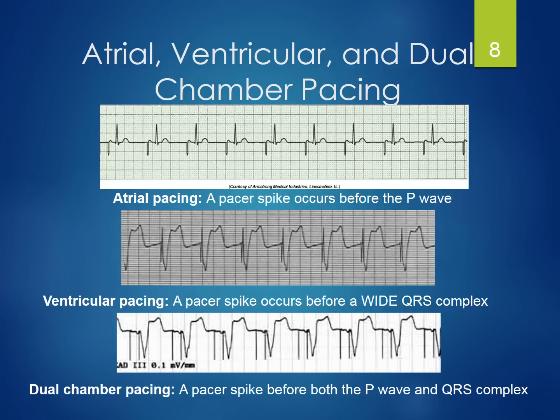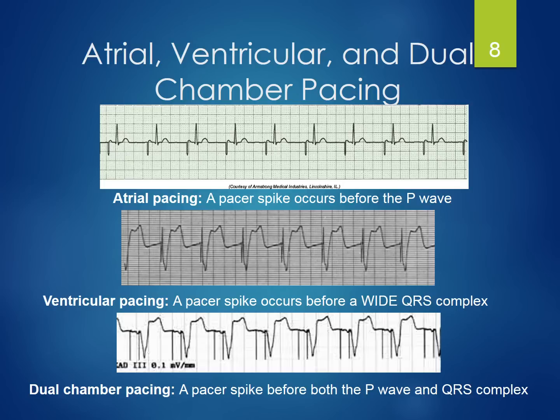Well, dual means two, so both the atria and the ventricles are being paced. So maybe this patient has third-degree AV block, right? So we have to pace the atria, but if we just pace the atria, the signal is still not going to get to the ventricles. So we have to pace the atria and the ventricles so that the atria fill up, pump the blood to the ventricles, and then the ventricles contract.